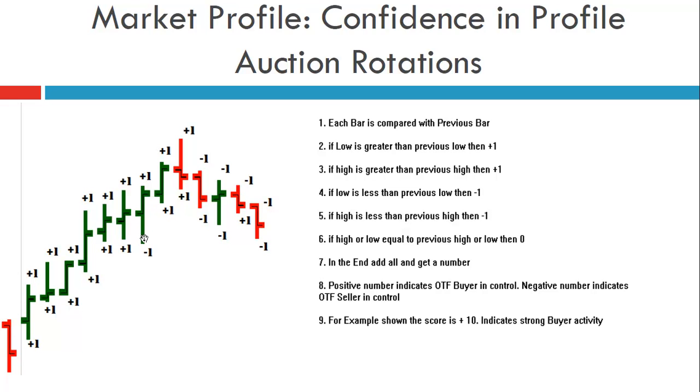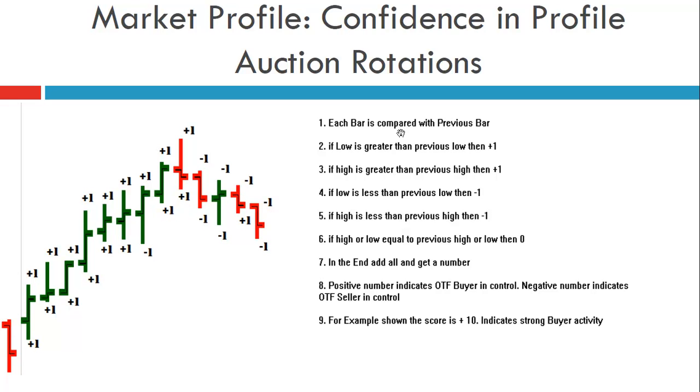Now here we have a -1. Why -1? Because the low of this bar is lower than that of the previous bar, so we give it a -1. So look at this bar. The high of this bar is less than the high of the previous bar, so we give it a -1. Similarly, the low of this bar is less than the low of the previous bar, so we give it a -1.